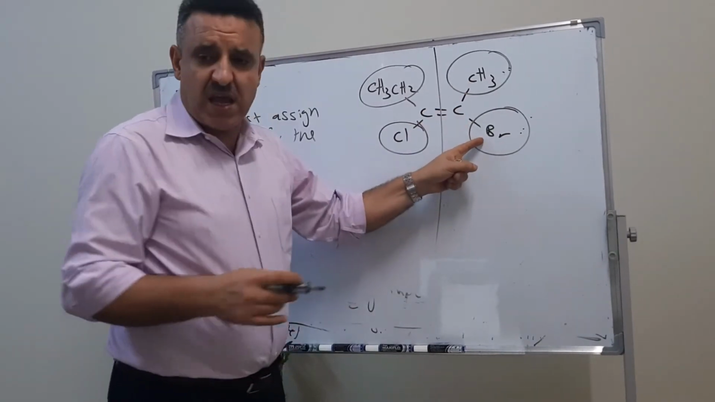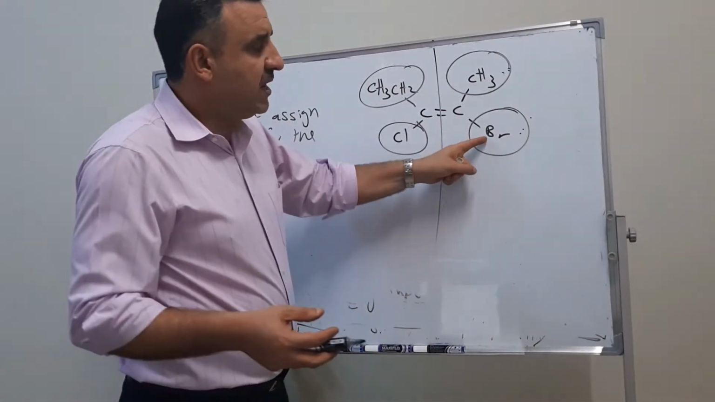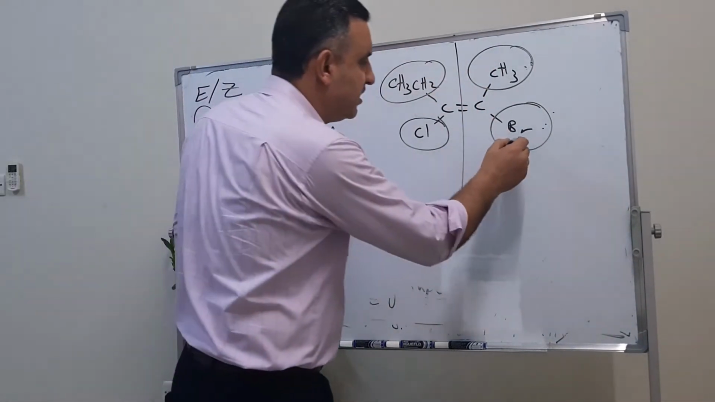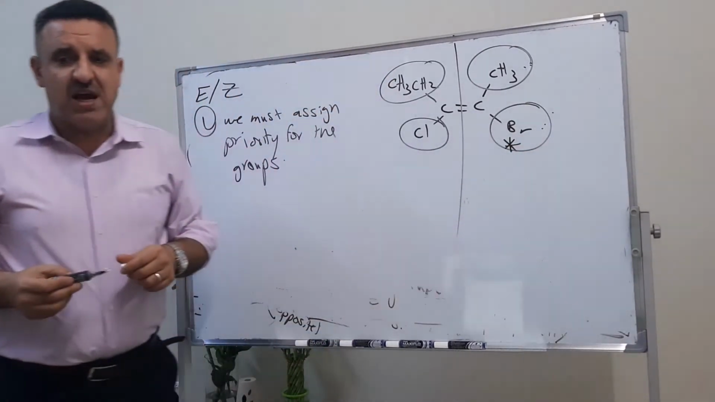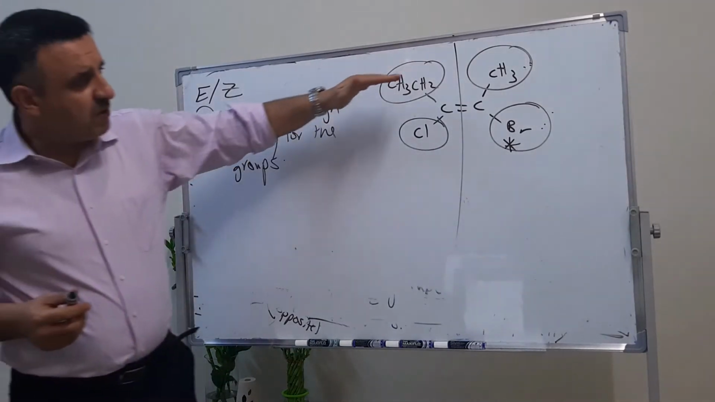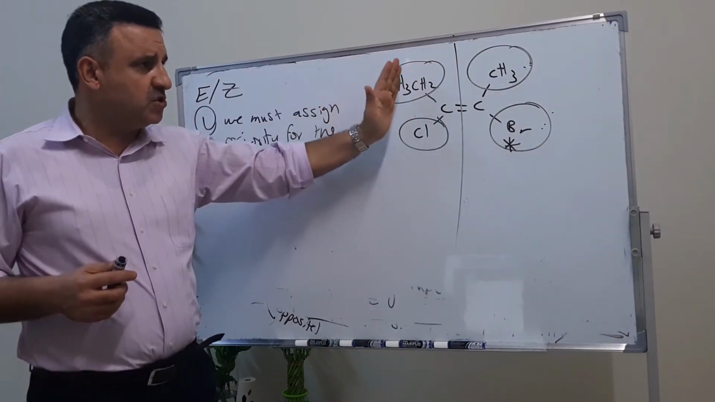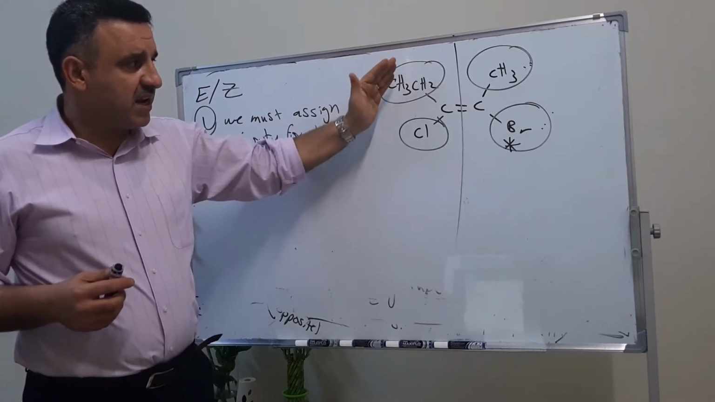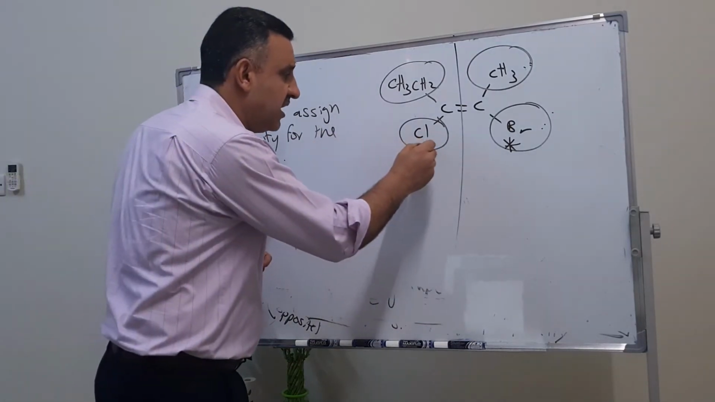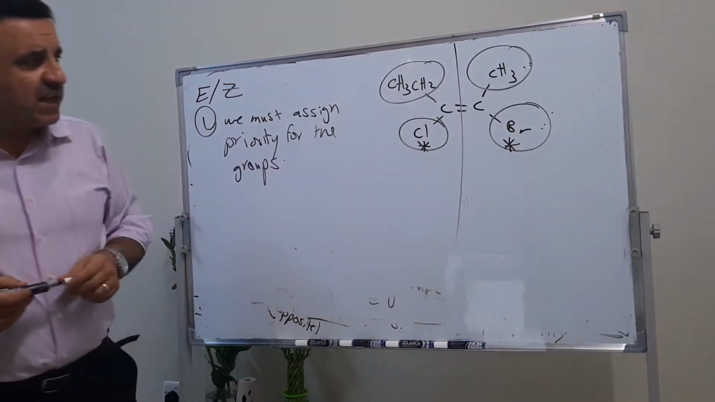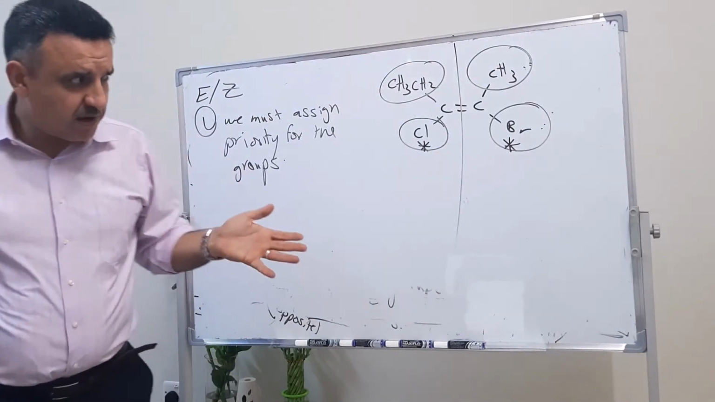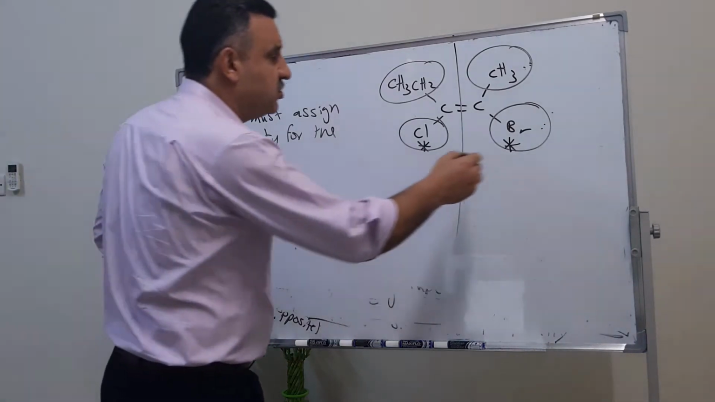Here we have bromine, and as you all know, bromine has a much higher atomic number compared to carbon. So this is the one with higher priority, and I will label it with a star. Now we turn our attention to the 2 groups attached to the other carbon. Here we have chlorine and carbon. Again, chlorine has a higher atomic number than carbon.